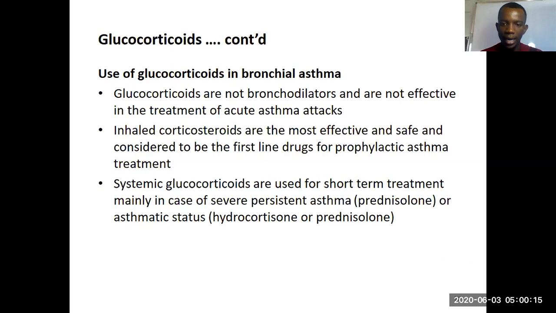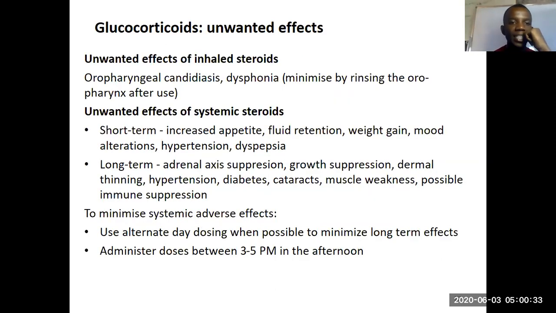Systemic glucocorticoids are used for short-term treatment, mainly in the case of severe persistent asthma, like prednisolone, or status asthmaticus. We can still use prednisolone or hydrocortisone. The side effects include oropharyngeal candidiasis and dysphonia, which is minimized by rinsing the oropharynx after use. Dysphonia is loss of voice, so you can minimize this side effect by rinsing the oropharynx after use. You can use water for that.